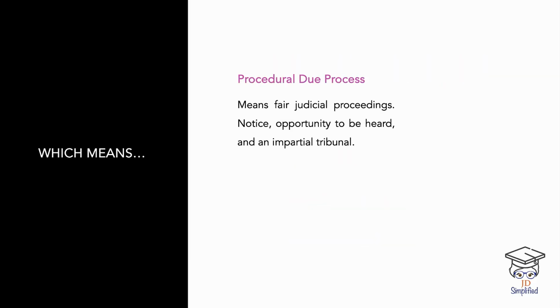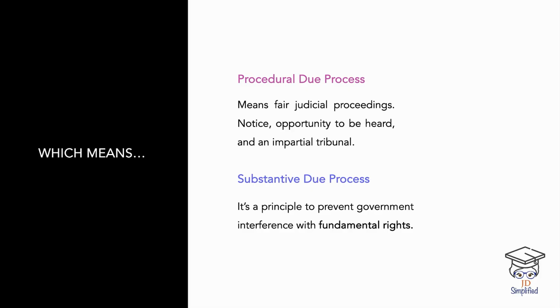Procedural due process means fair judicial proceedings, notice, opportunity to be heard, and an impartial tribunal. Substantive due process is a principle to prevent government encroachment, government interference with fundamental rights. In this lesson, we're covering this part right here, notice and opportunity to be heard. In con law and in criminal procedure is mostly where you will get into fundamental rights. This is what we're covering here.